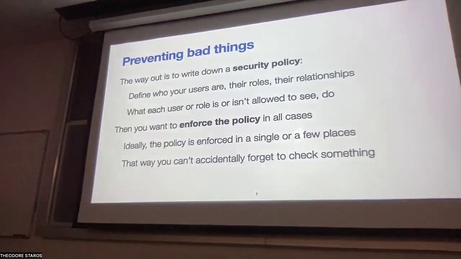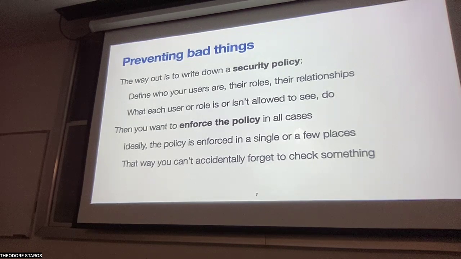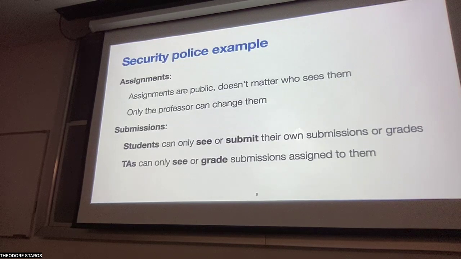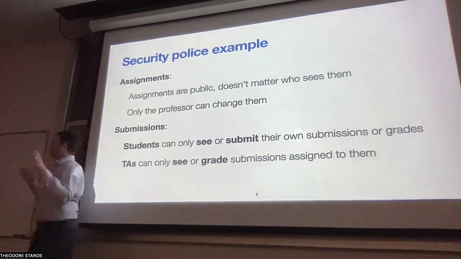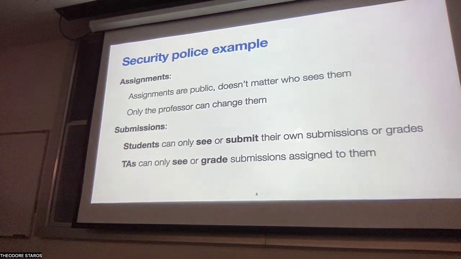Every time you write any code that does anything, you've got to make sure where is the security policy being enforced? What parts of the security policy are involved in whatever code I'm writing? And then what checks do I need to do? So here's a really simple example. In the grading application that y'all are using, we've got assignments and we've got submissions.